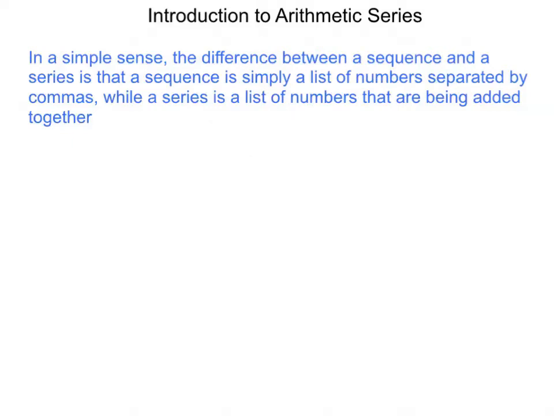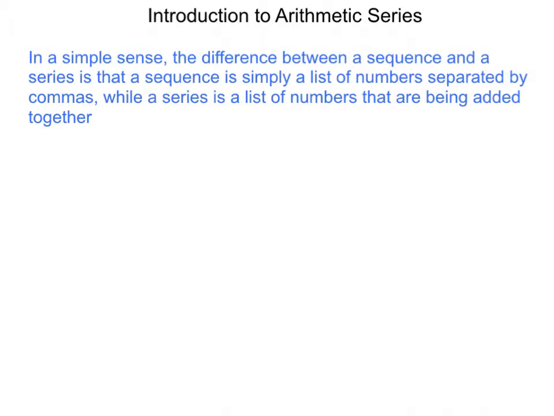So today I'll be talking to you about something called an arithmetic series. This is different than an arithmetic sequence, which you saw in one of the previous videos. In a simple sense, the difference between a sequence and a series is that a sequence is just a list of numbers that are separated by commas, and a series is a list of numbers that are being added together.